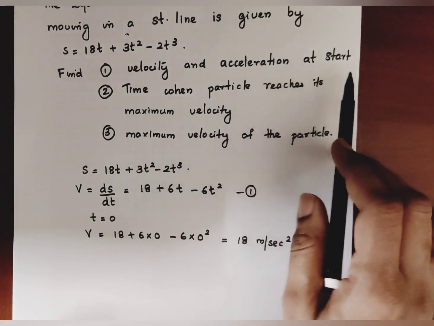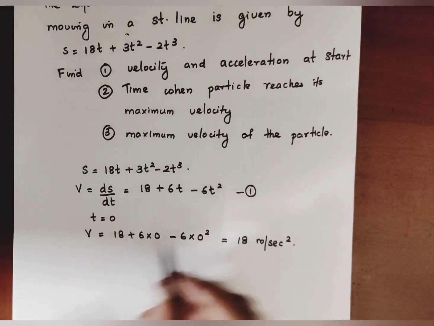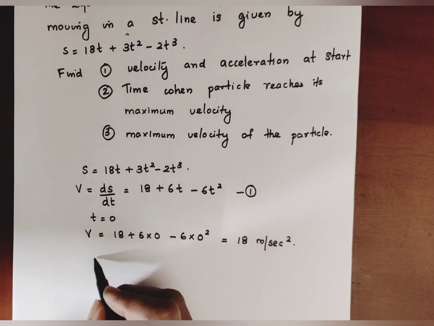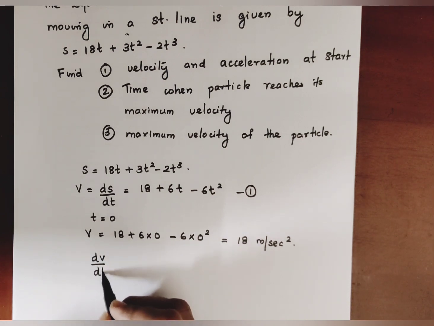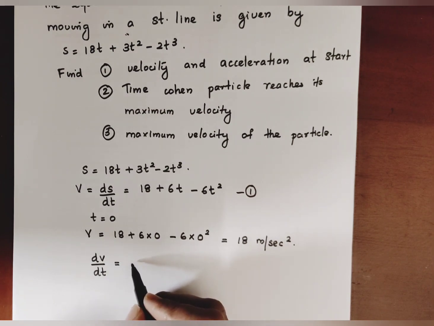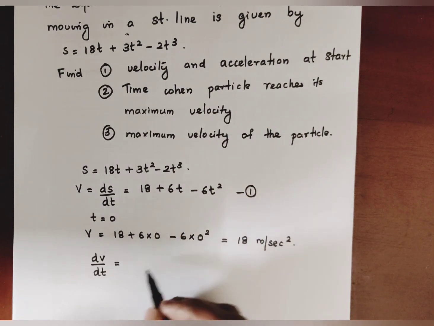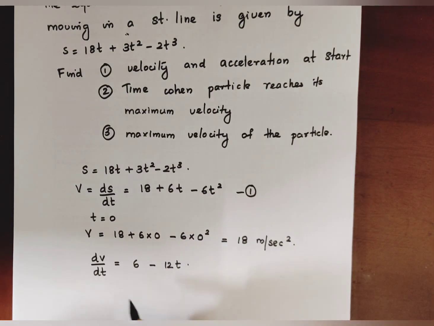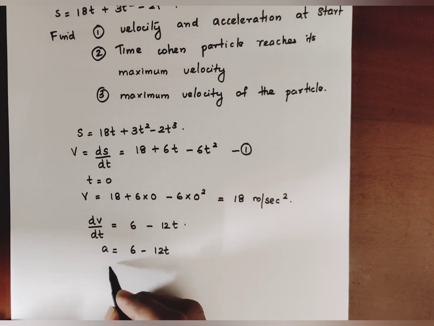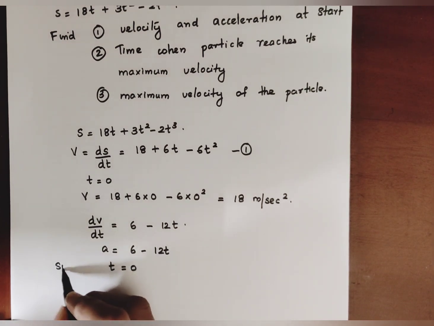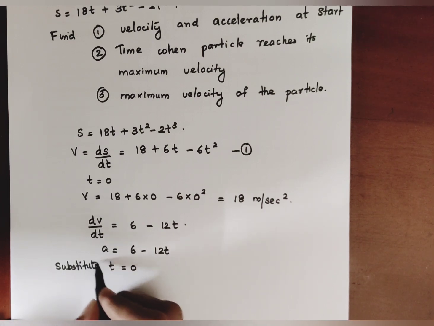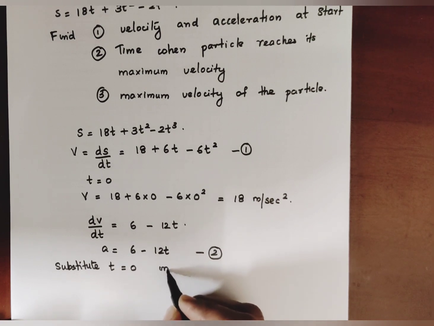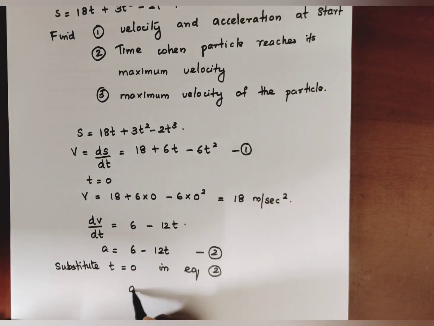So next you have to find acceleration at start. So you have to differentiate equation 1, that is dv by dt is equal to 18. When you differentiate, you will get 0, then 6t, that is equal to 6, minus 6t square, that is equal to 12t. So acceleration is equal to 6 minus 12t. So here also you have to substitute t is equal to 0 in equation 2. So acceleration is equal to 6 meter per second squared.